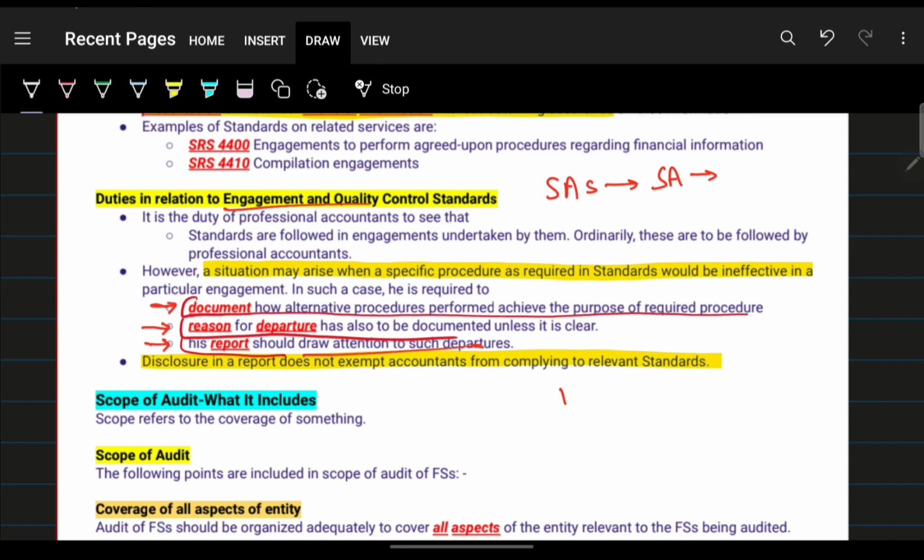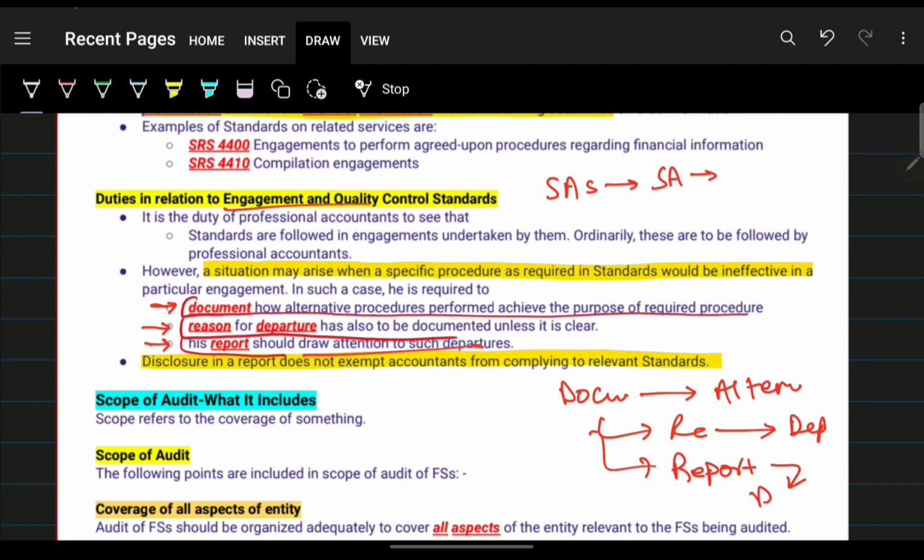His report should also draw attention to these departures. So firstly, he should document the alternative procedures. He should also record the reason for such departure, why the departure. And lastly, he should bring attention to these departures in his report.